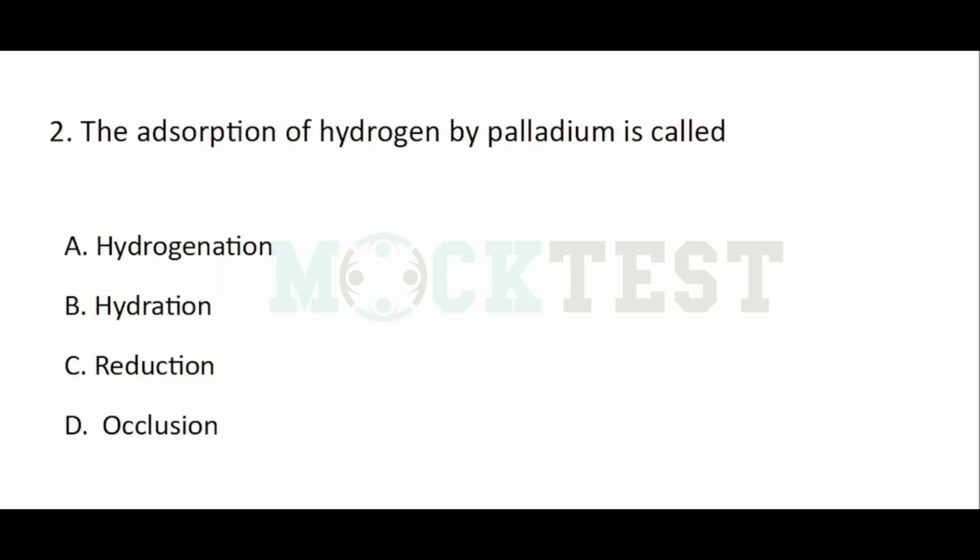The adsorption of hydrogen by palladium is called: option A, hydrogenation; option B, hydration; option C, reduction; option D, occlusion. The adsorption of hydrogen by palladium is called occlusion.